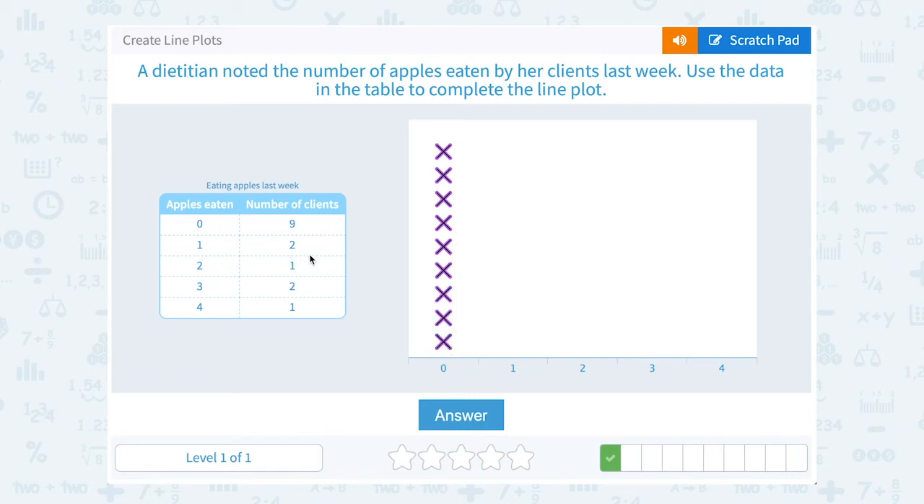Okay, 1 apple was eaten by 2 clients. Okay, so 2 X's, right? 1 to represent each of those clients. 2 apples was eaten by 1 client. 3 apples were eaten by 2 clients. Okay, so 2 X's there. And 4 apples were eaten by 1 client. So 4 apples, I'm only gonna put 1 X.